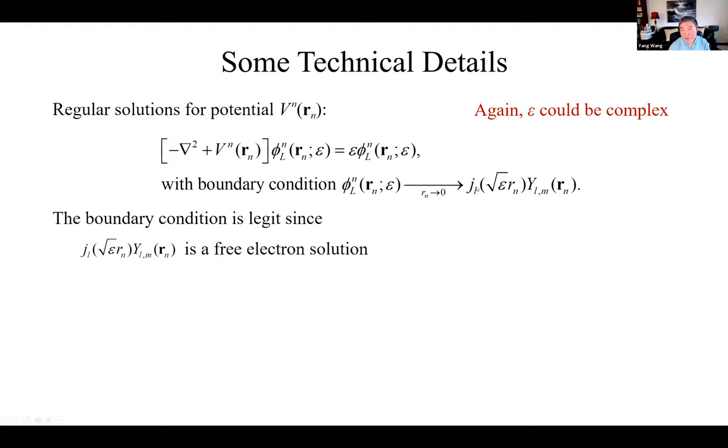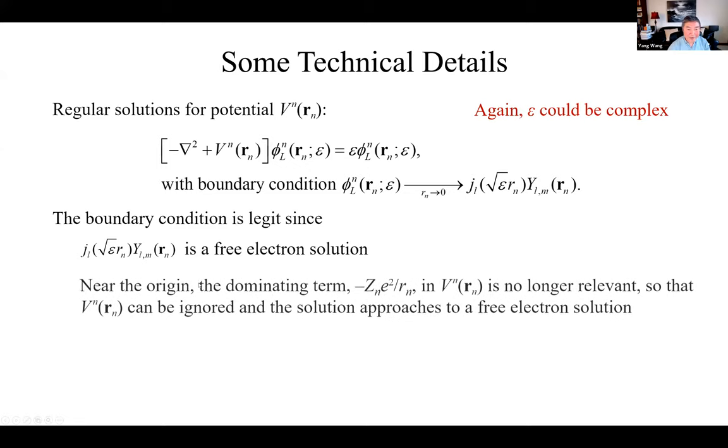Or you can put a Hankel function here, which is another free electron solution. Or a Neumann function here is another free electron solution. This is just one of those free electron solutions, but this J times Y happens to be regular. It's finite at the origin. So first of all, it's a free electron solution. But we have V here. We can put a regular free electron solution here.